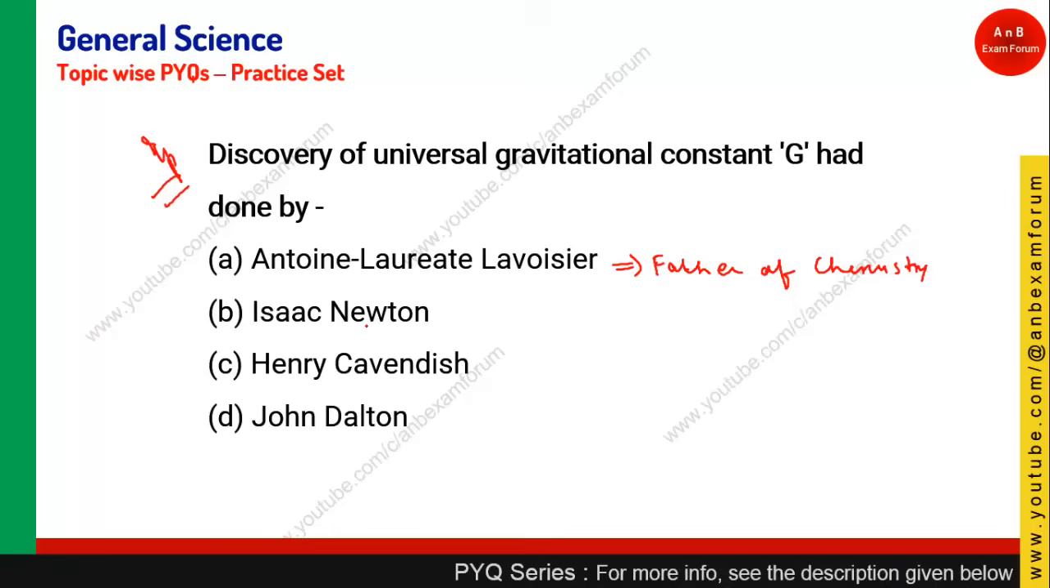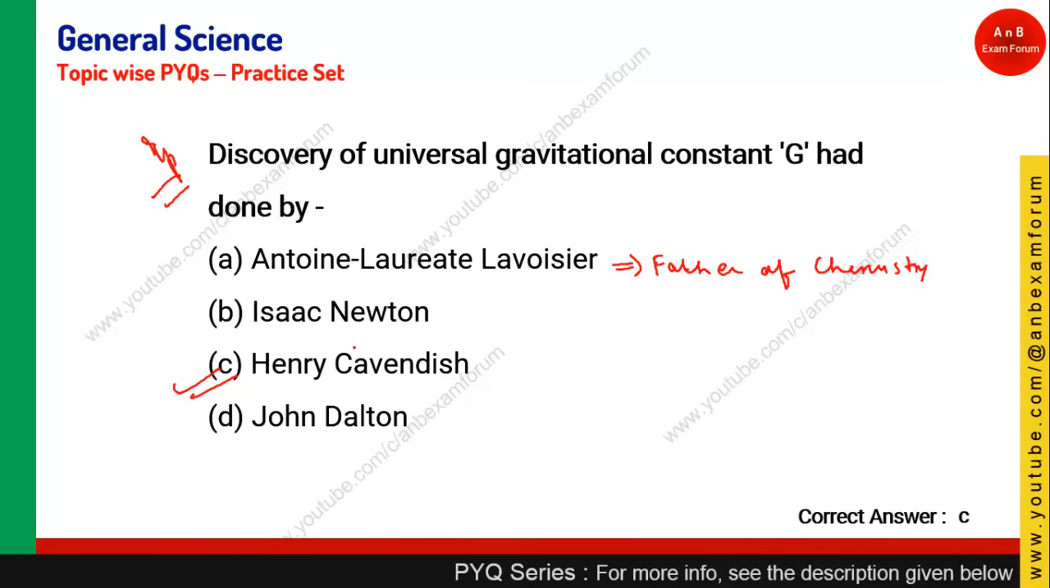It is done by Henry Cavendish. Henry Cavendish did an experiment which gives the exact value of G. So the answer for this question is Henry Cavendish. Just remember, students generally get confused with Isaac Newton.